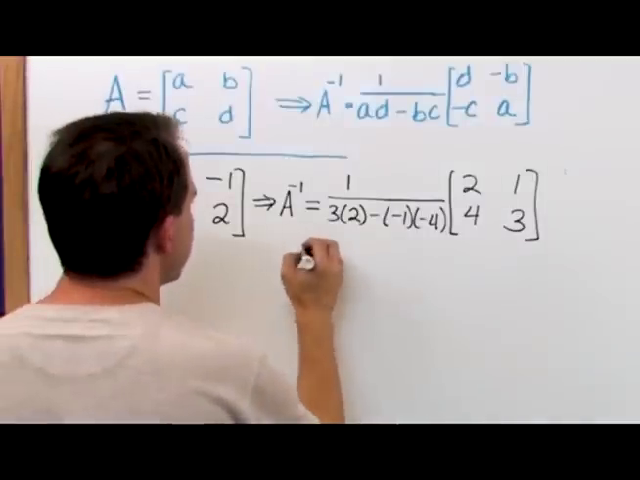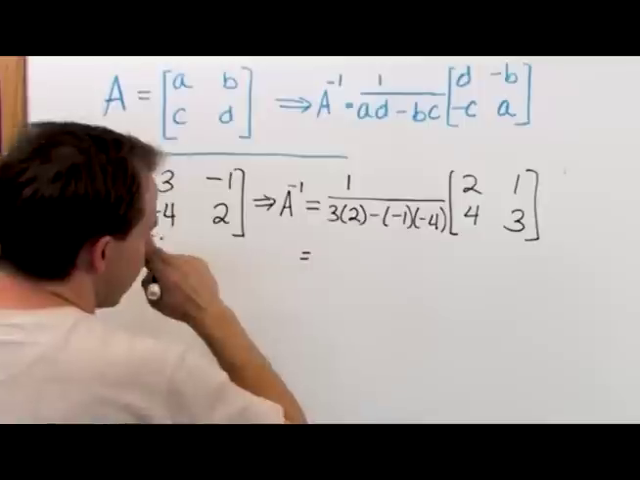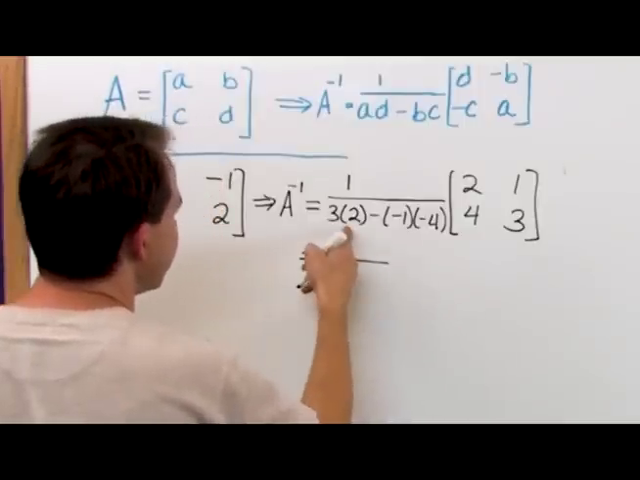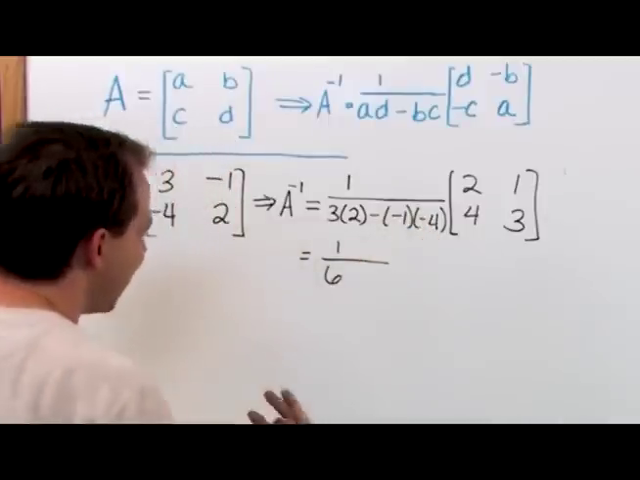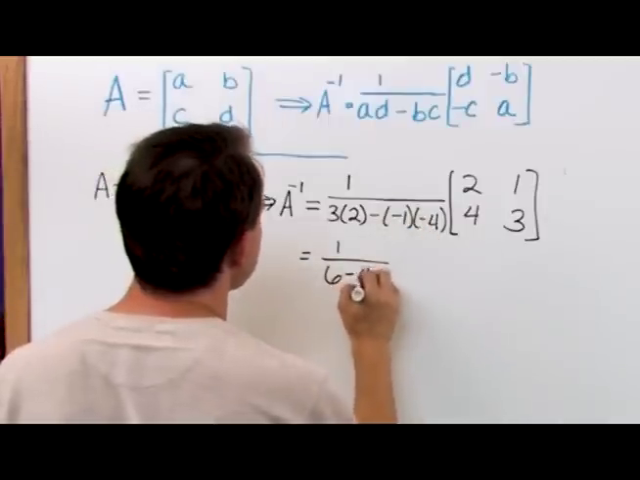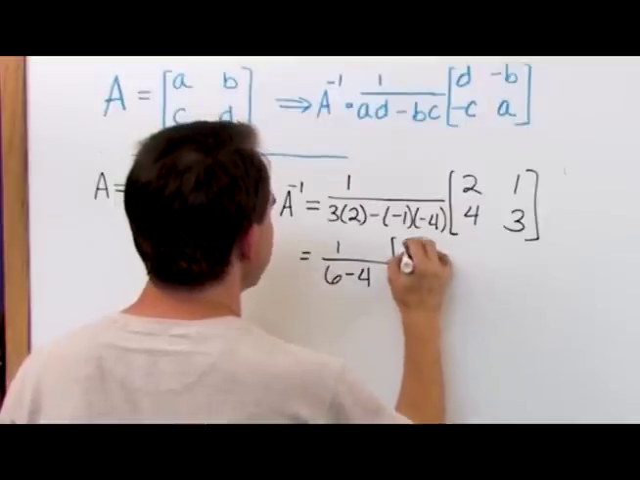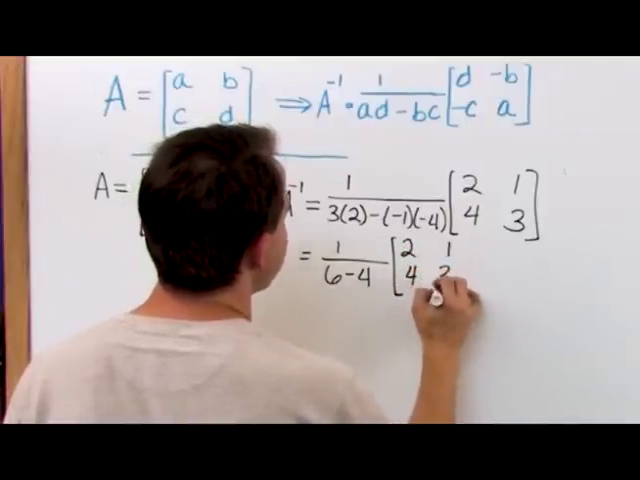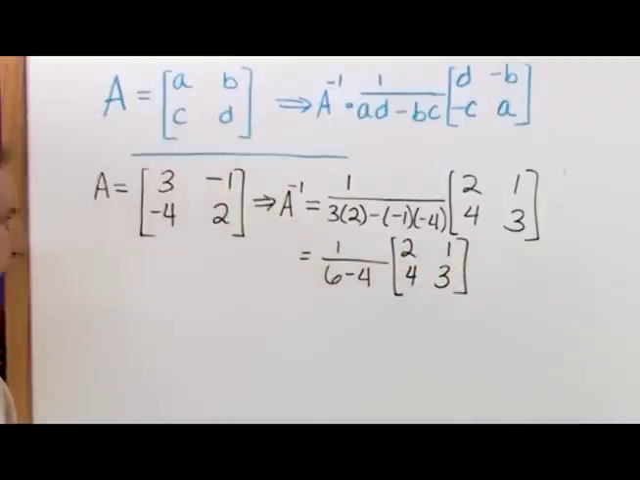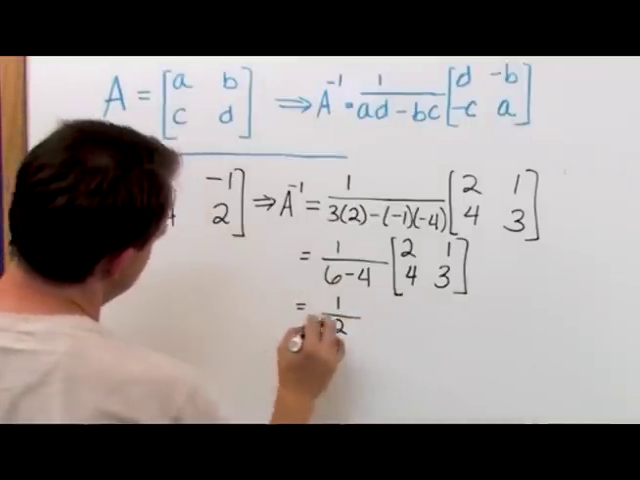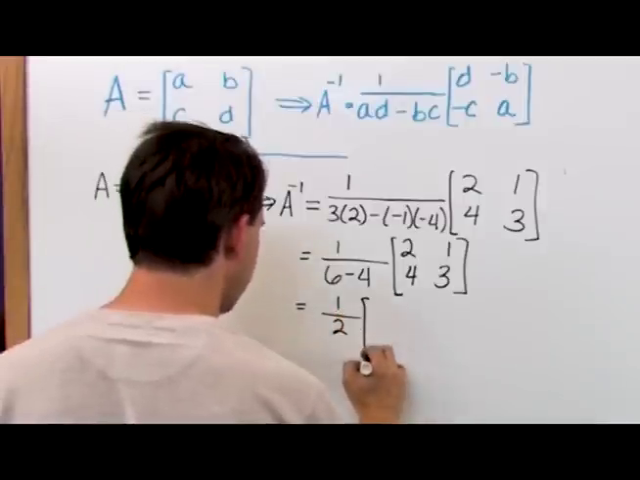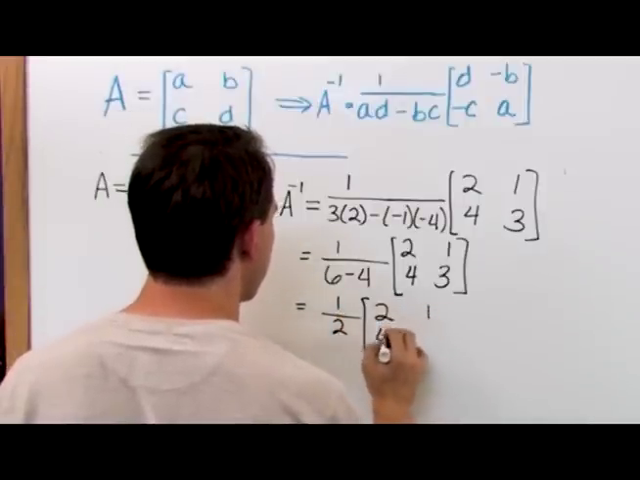So let's go ahead and continue simplifying this. What you're going to have here is 1 over 6 minus 4, because negative 1 times negative 4 is positive 4. And you're going to have 2, 1, 4, 3, just like we talked about. Continue simplifying. 1 over 6 minus 4 is 2, so 1/2 times the matrix 2, 1, 4, 3.